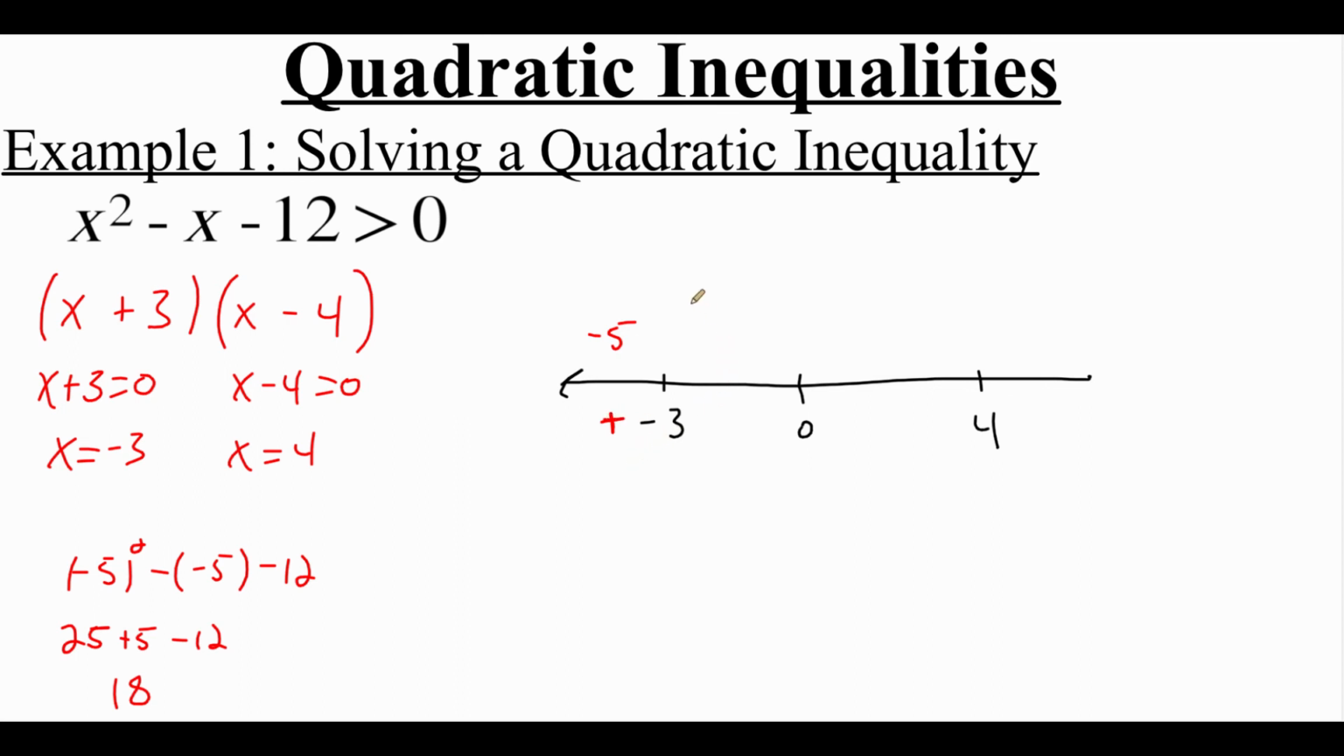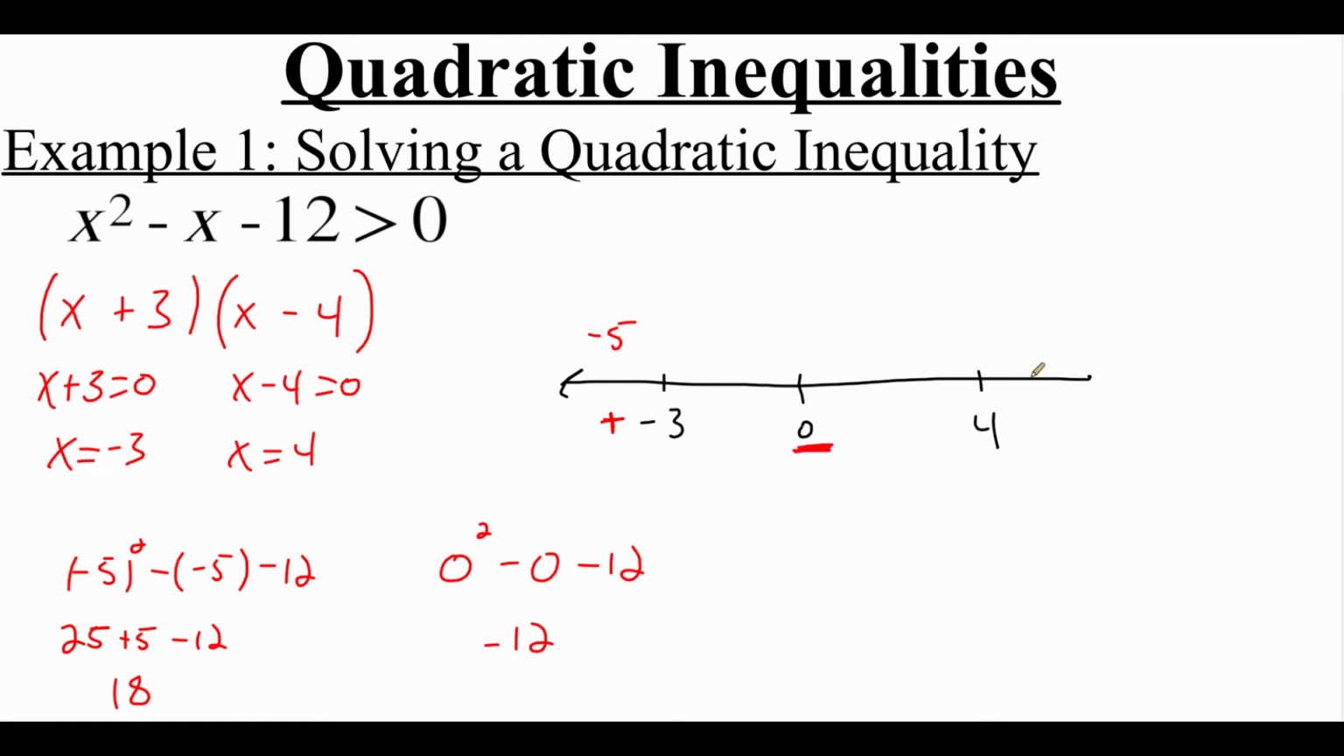Now, our next interval that we're going to look at is between our two critical numbers, so between negative 3 and 4. Now, 0 falls in between there, so 0 is a nice test value to use if it's available to you. So we're going to plug in that 0, so we get 0 squared minus 0 minus 12. 0 squared is 0, minus 0, we've still got 0, and then minus 12 is negative 12. So when we plugged in something between negative 3 and 4, we got a negative answer.